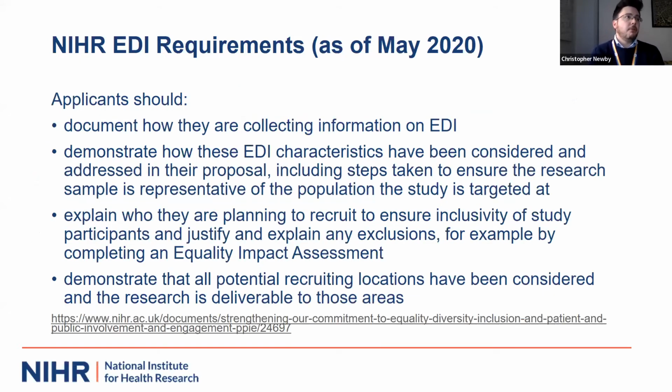So these are the other 4. Applicants, when they're applying for NIHR research grants, need to document how they're collecting information on EDI, how they're going to present that, and how they're going to ask for that information. They also need to demonstrate how those EDI characteristics have been considered and addressed through the proposal. So what adjustments have you made to be inclusive for EDI in your research application and research in general?